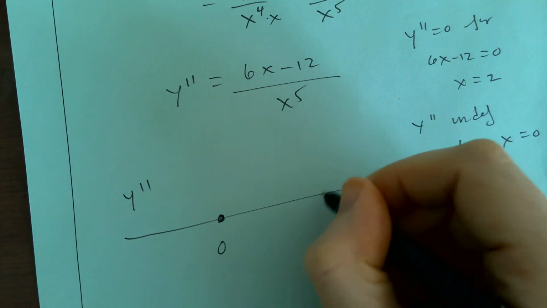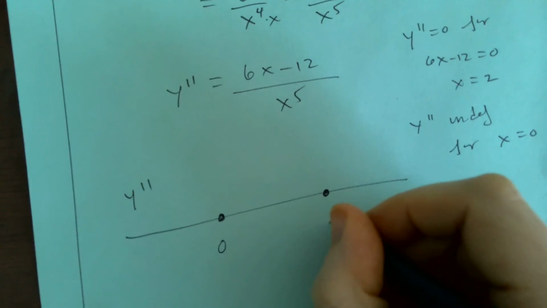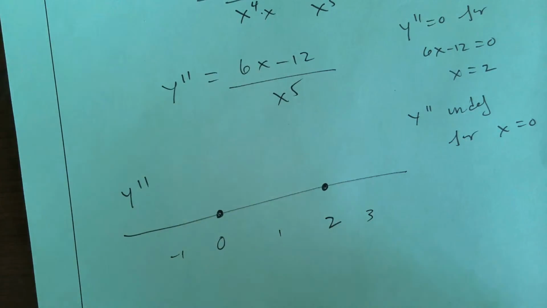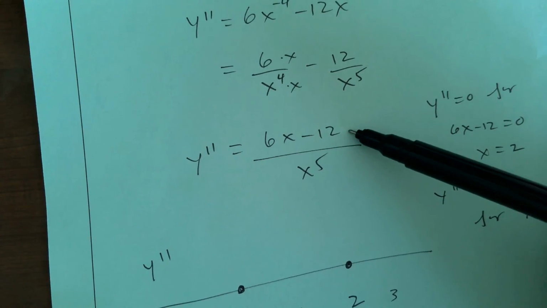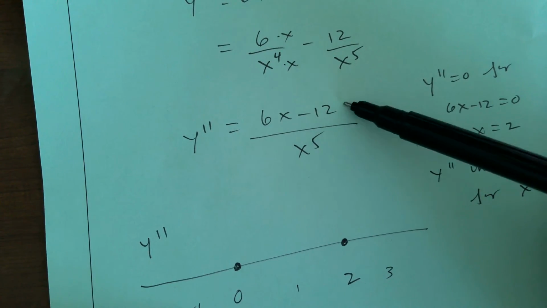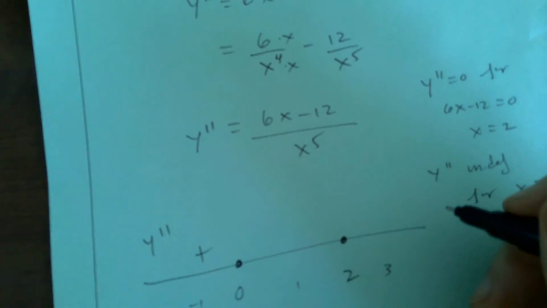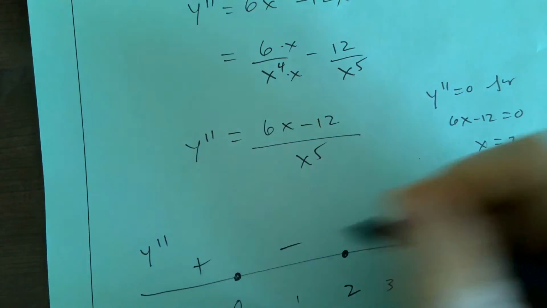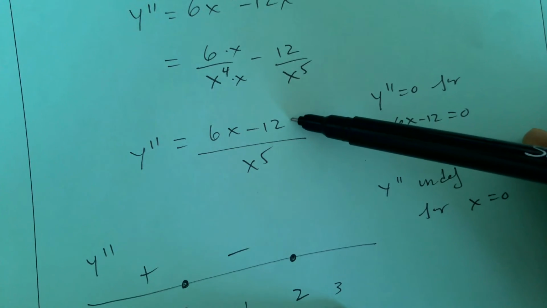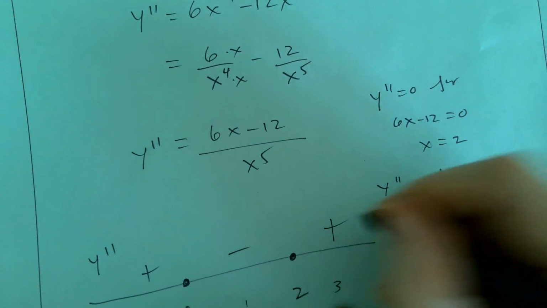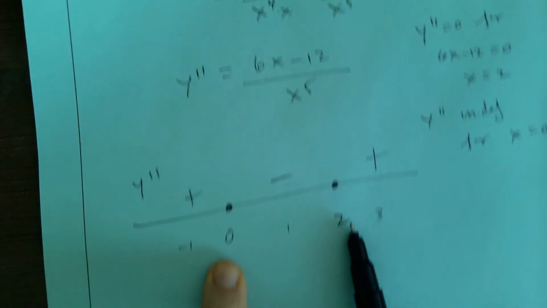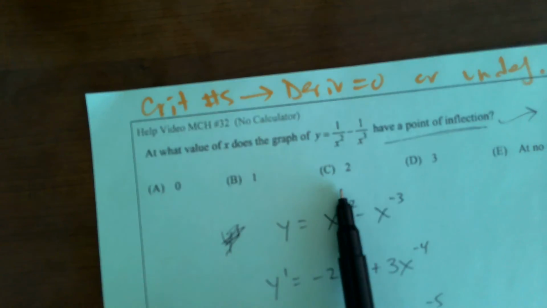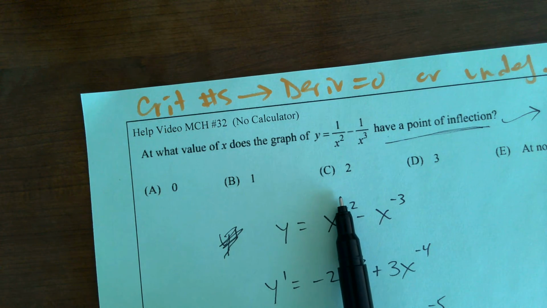So then I put these on the number line: 0 and 2. I can plug in negative 1, I can plug in 1, I can plug in 3. If I plug negative 1 into the second derivative, I get a negative over a negative. That's a positive. If I plug 1 in, I get a negative over a positive. That's a negative. If I plug a 3 in, I get a positive over a positive. That's a positive. So guys, it looks like we have sign changes at both 0 and 2. And if you look here, they're both options, 0 and 2.